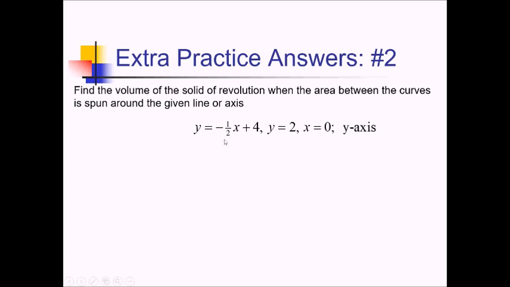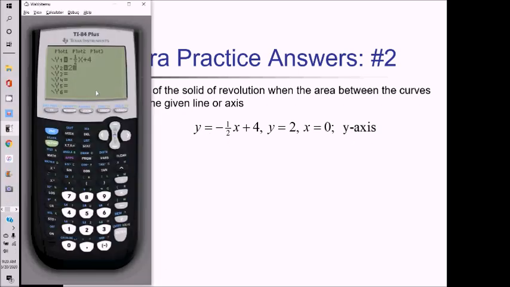So let me go ahead and graph these out on my grapher. So here I am in my y equals. I've got both of those lines in there. And I don't need to graph x equals 0 because that's just the y-axis. So let me just do, I don't know, zoom 6. There we go. There's our first line. There's our second line. And I want this triangular region in here spun around the y-axis.